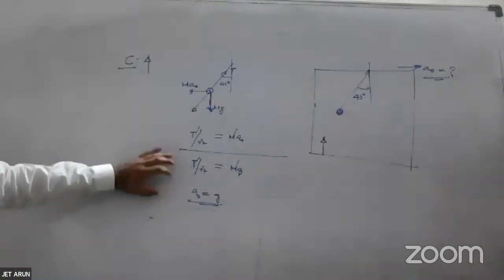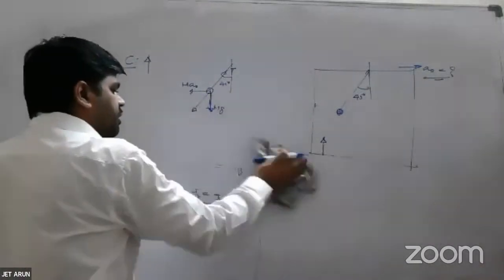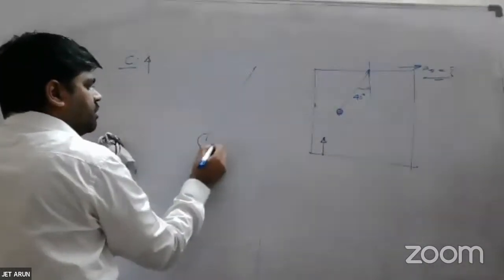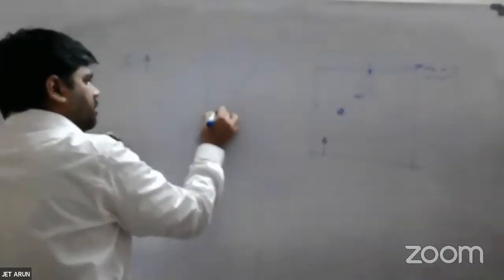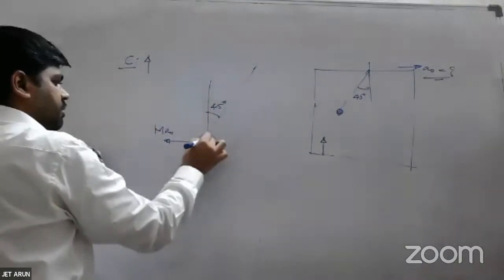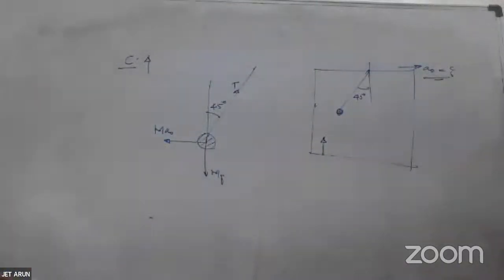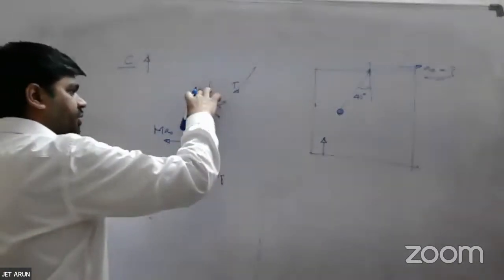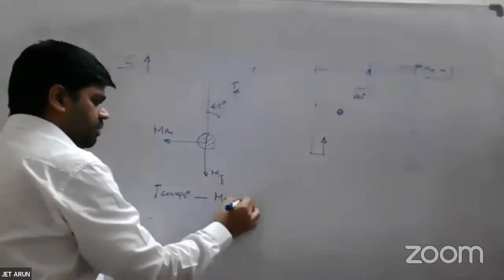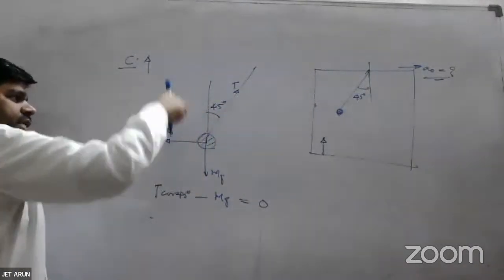Is it okay, students? Is it clear how I got a is equal to g? No, sir. No? All right. See, this is 45 degrees. Pseudo force here, real force mg here, tension real force here. All right, I take the components now. T cos 45 minus mg equal to 0, because there is no vertical acceleration.